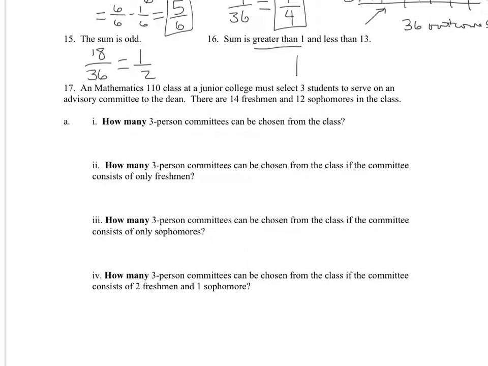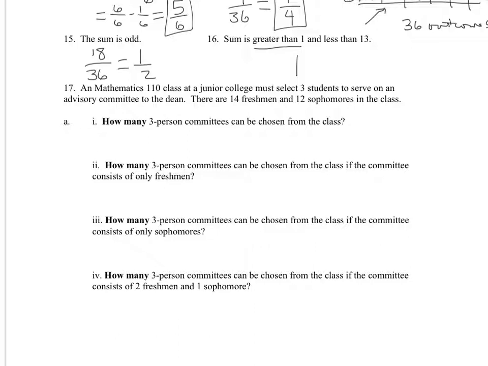All right, on 17, a Mathematics 110 class at a junior college must select 3 students to serve on an advisory committee to the dean. There are 14 freshmen, 12 sophomores in the class. So, question number 1, how many 3-person committees can be chosen from the class? Now, ask yourself this question first. Is it a permutation? Does order matter? Or is it a combination and order doesn't matter?